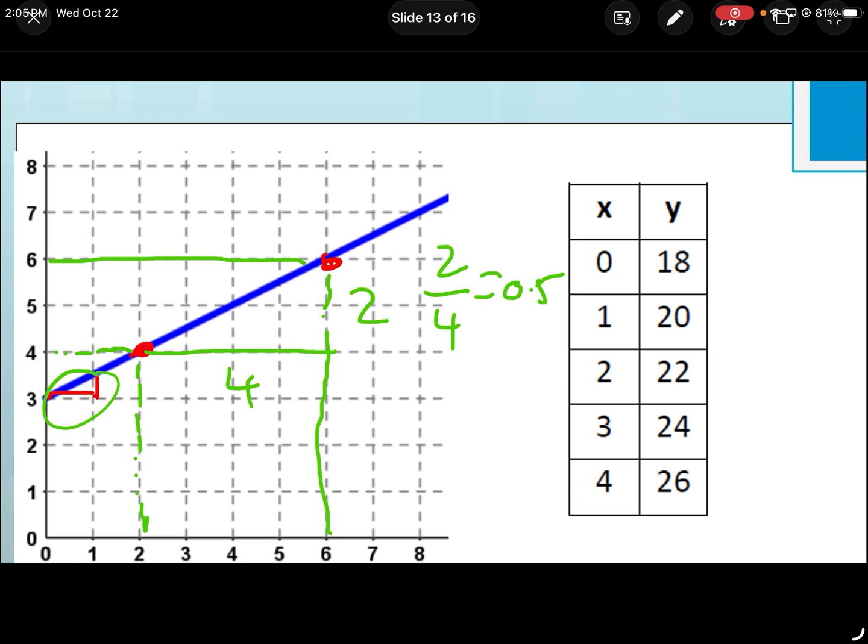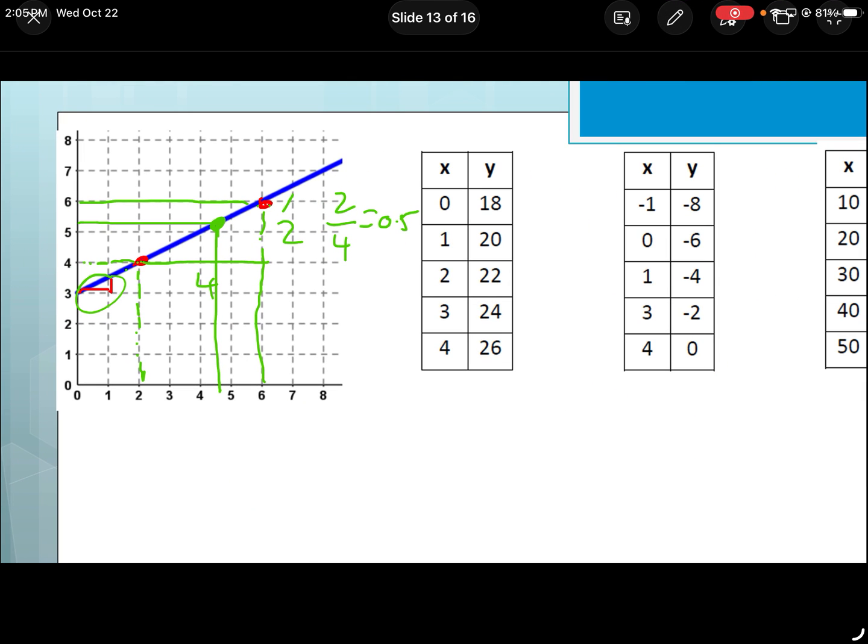But my point is, for any line, you can do exactly what I've done there. You pick 2 lovely points where you can read everything, and then you work out how much it went up by and how much it went across by. If you're not 100% confident what I mean by lovely points, for example, I wouldn't pick this point. Why wouldn't I pick that point? Because even though I could probably guess that's 4.5, I've got no idea what that is. 5.1, 5.2, 5.3, no idea. That's not a nice point. So we pick nice points that we can read.